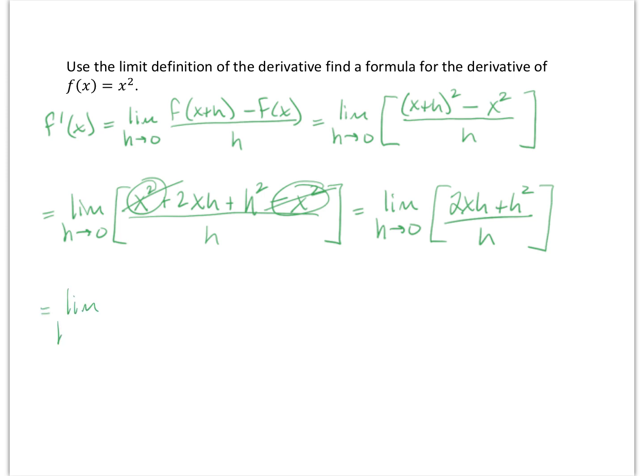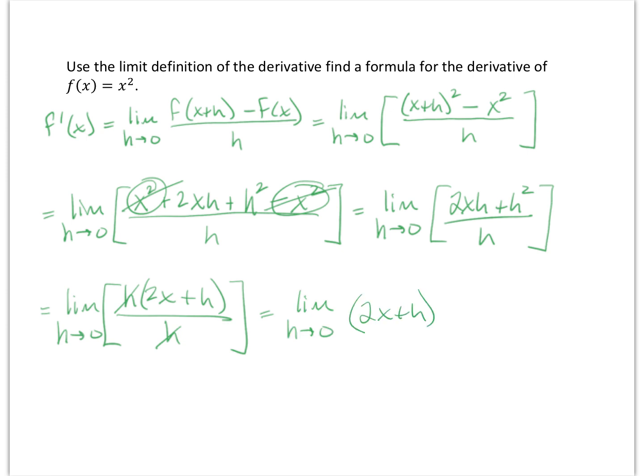So this is going to be the limit as h goes to 0 of h times 2x plus h, all over h. And then my h's on the top and the bottom cancel. So this is the limit as h goes to 0 of 2x plus h. And now, at this point, I can plug in h equals 0, and I have no denominator of 0 to worry about. So this just becomes 2x plus 0, which is 2x.